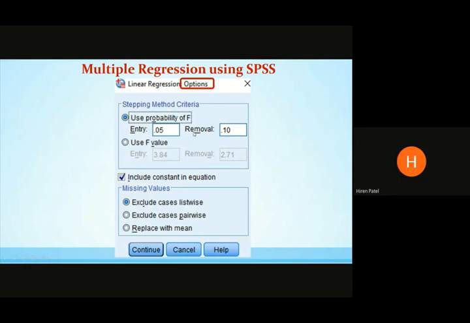Now, in case you want to use your own F probability values, you can click on this entry and you can change that particular value. Then your stepwise regression would be run by SPSS based upon the probability value which you desire. Or in case you don't want probability values, you want the direct F values, you click on it and put down those F values, and you will get this kind of stepwise regression. But this is useful for stepwise regression.